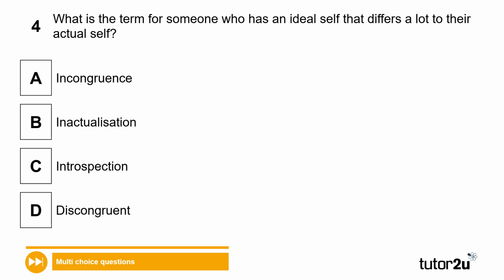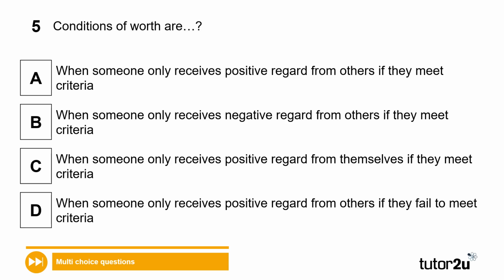What is the term for someone who has an ideal self that differs a lot to their actual self? Some confusing terms there, some misleading ones as well, but the correct answer is A, incongruence. And last question, conditions of worth are, pick an answer A, B, C or D that is the correct explanation of what conditions of worth are. And the correct answer is A, when someone only receives positive regard from others if they meet criteria. So well done if you got some of those correct.